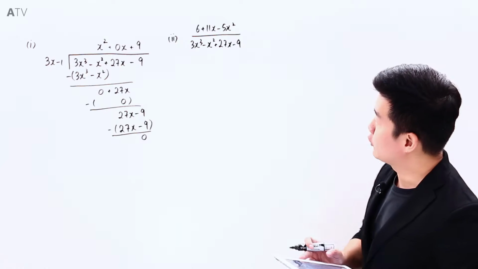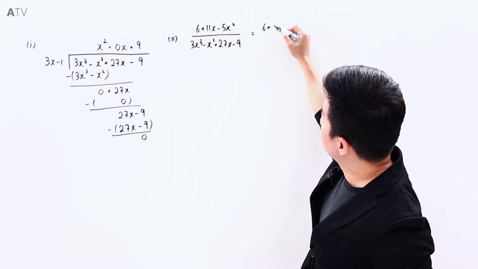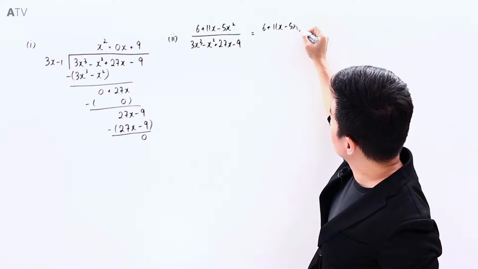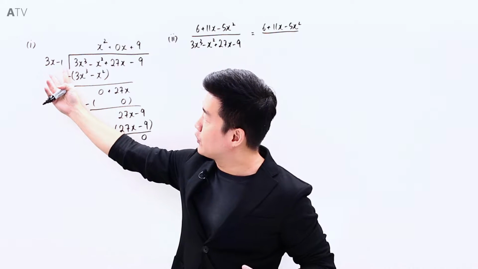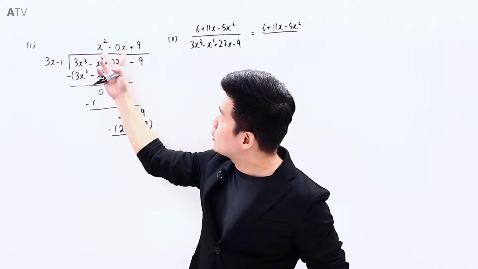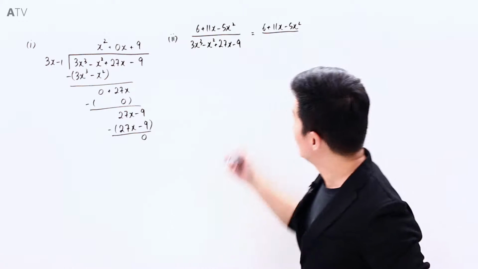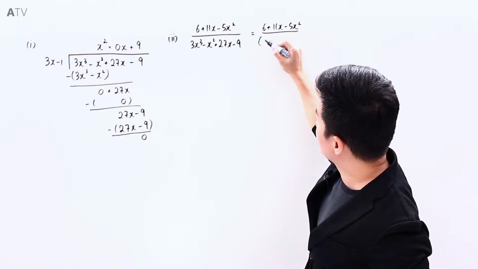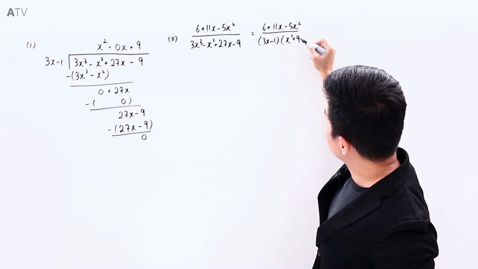Based on part 1 of the question, we can actually rewrite the denominator. Numerator, I'm going to leave it the same, which is going to be this. But for the denominator, it can actually be factorized into 3x minus 1 and an x squared plus 9 because the remainder over here is 0. So the denominator, let me rewrite it as 3x minus 1 and an x squared plus 9.